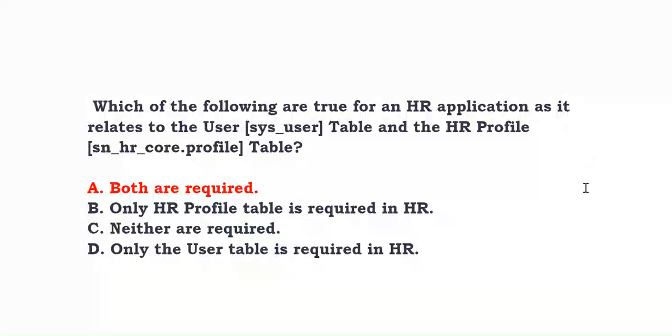Next one. Which of the following are true for an HR application as it relates to user table and HR profile table? Option A, both are required. Option B, only HR profile table is required in HR. Option C, neither is required. Option D, only the user table is required in HR. Correct answer is option A, that is both are required.